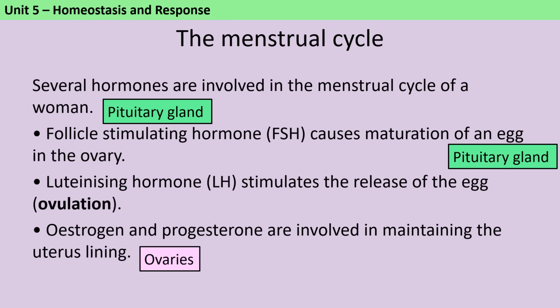The menstrual cycle is controlled by 4 hormones. Follicle-stimulating hormone, or FSH, causes an egg to mature and become ready for ovulation. Then luteinizing hormone, or LH, stimulates that egg to actually be released. The ovaries are responsible for making estrogen and progesterone, and they're both involved in maintaining the uterus lining at the start of the menstrual cycle.